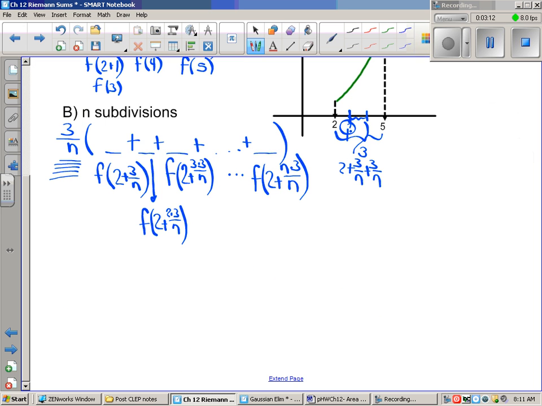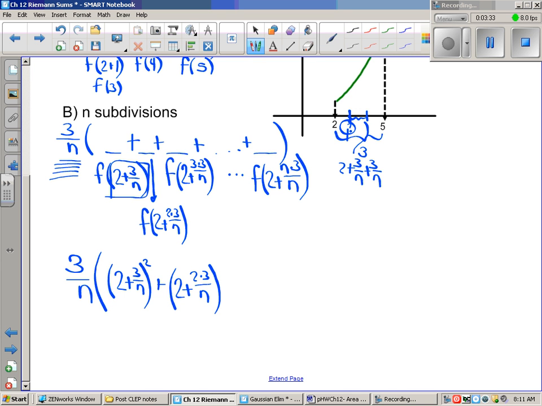So as we do this, we're going to take this and plug it into the equation. We have the 3 over n on the outside, then I would have 2 plus 3 over n, and I put that in place of x, squared. That's what that would be. Plus, then I would have 2 plus 2 times 3 over n, in the spot of x, and that would be squared. And then it would be 2 plus 3 times 3 over n, squared, and so on. And we would keep doing this until we had n.